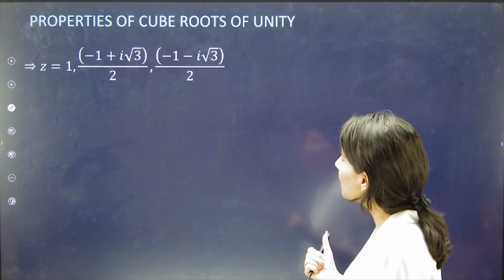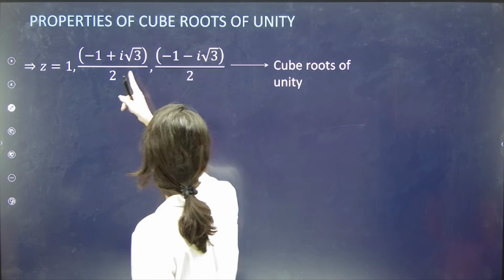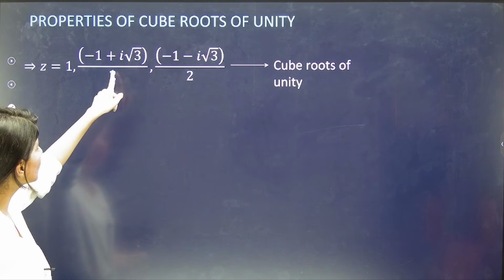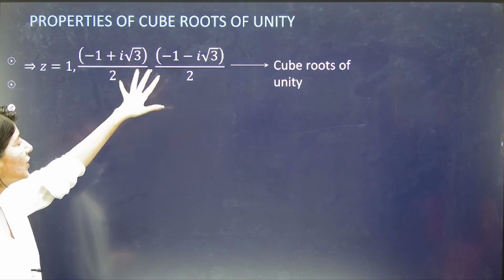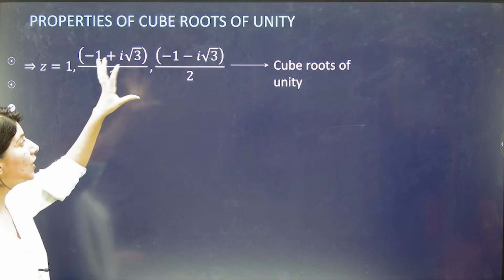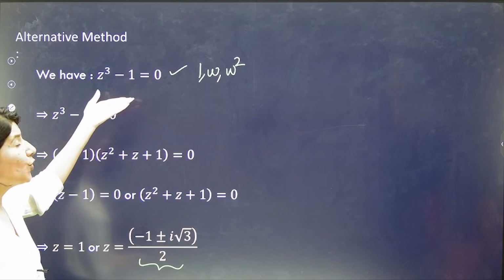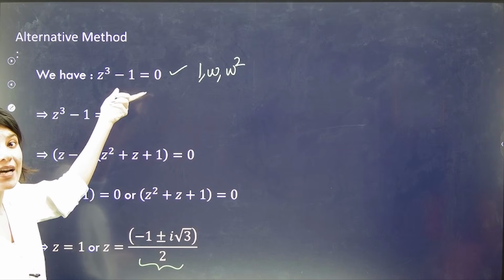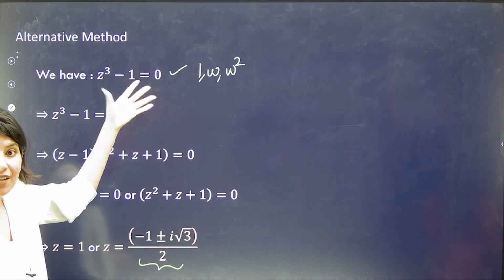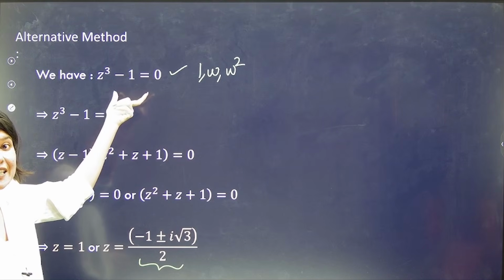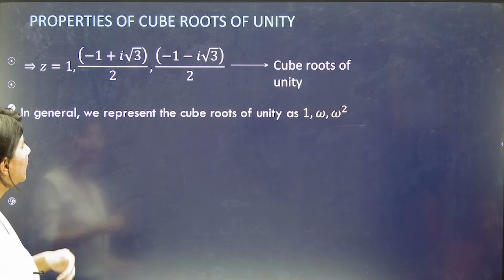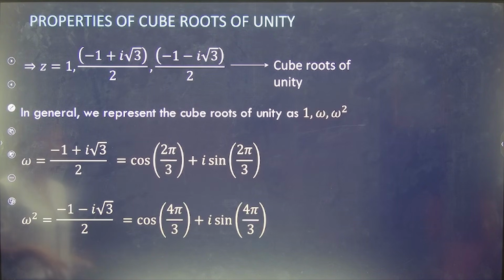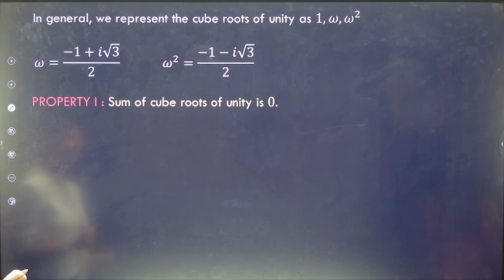Alright, so properties of cube roots of unity. Let's understand: the roots are 1, omega, omega square. If you square omega, you will get this only. Now the sum of these 3 quantities. By theory of equations, the sum of roots is minus b by a, that means minus the coefficient of z square divided by 1. The coefficient of z square is missing, so the sum of roots in this equation is 0. And if you add these 3 also, omega is this, omega square is this. So in properties, the sum of the cube roots of unity is 0.